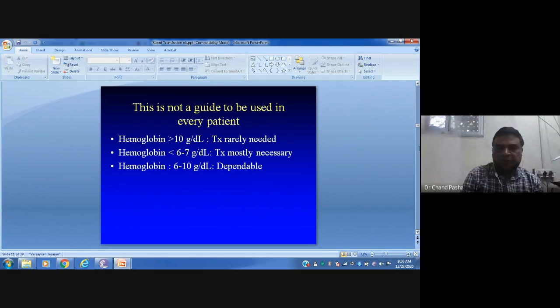See, if the hemoglobin is about 10, we should never do the transfusion. If it is 6 to 7, it is mostly necessary. And if it is between 6 and 10, it is dependable, like you need to decide what you need to do.